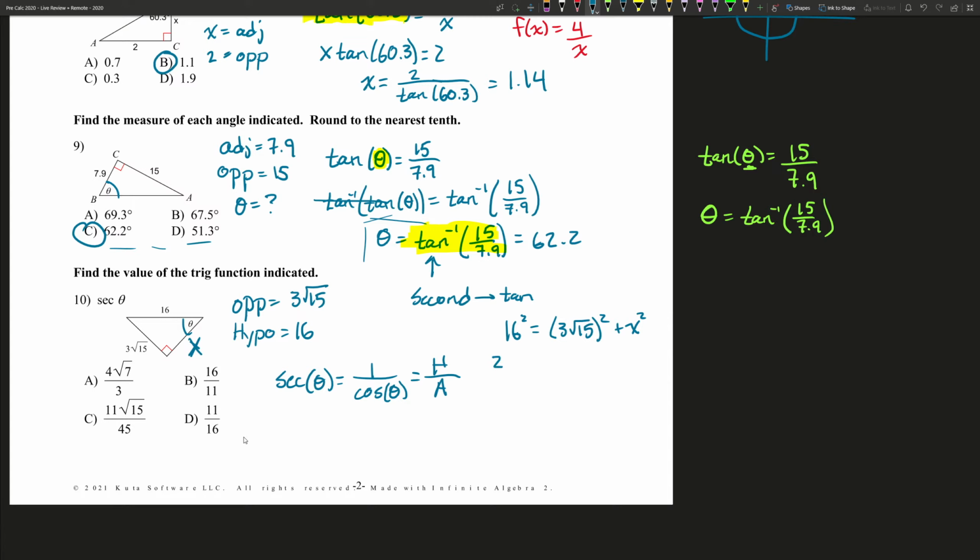16 squared is 256. 3 rad 15 squared is 9 times 15, which is 135. If we get x squared by itself, we get 121 is equal to x squared. So x is equal to 11. So that's our adjacent side.